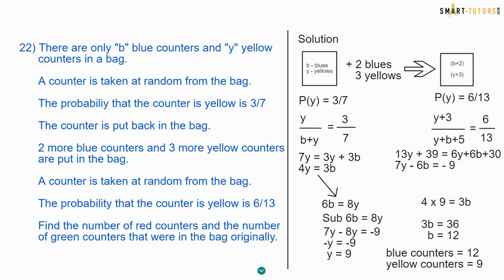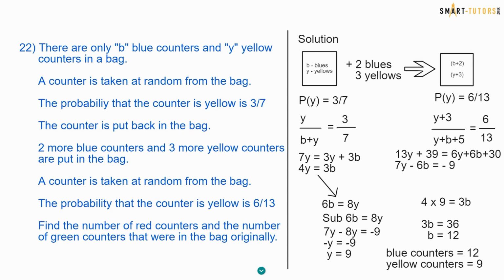So do your maths, rearranging the formula, things like that. I need a 6B. From my previous equation, 3B equals 4Y, so 6B equals 8Y. So substitute 6B equals 8Y into the second equation. You get 7Y minus 8Y equals minus 9, minus Y equals minus 9, Y equals 9.